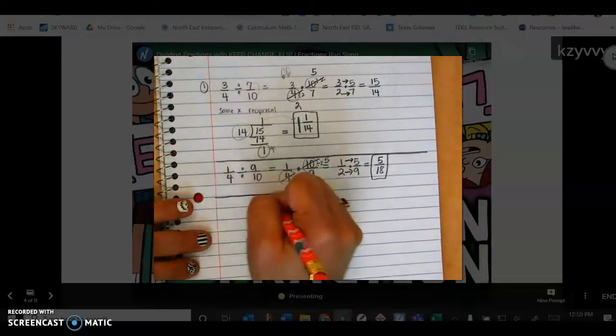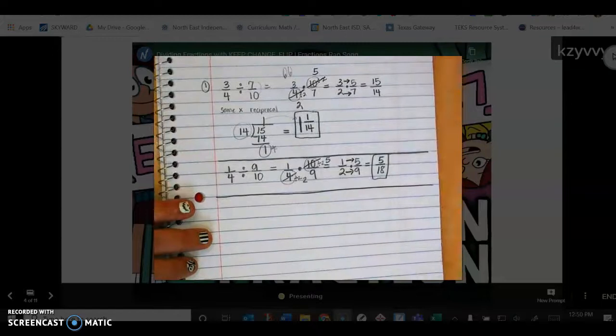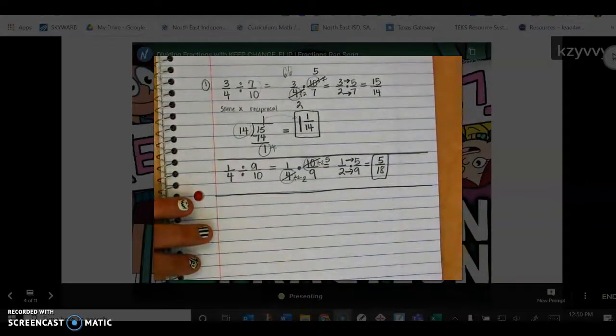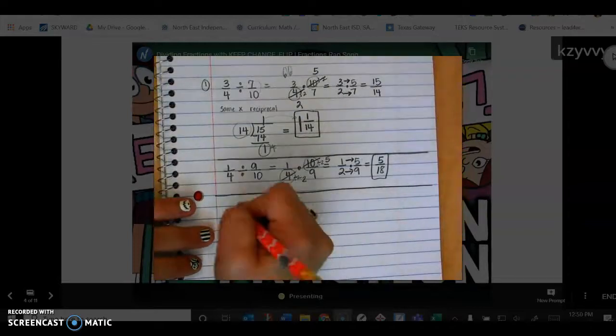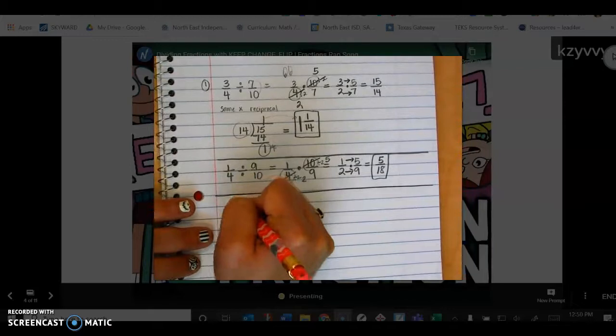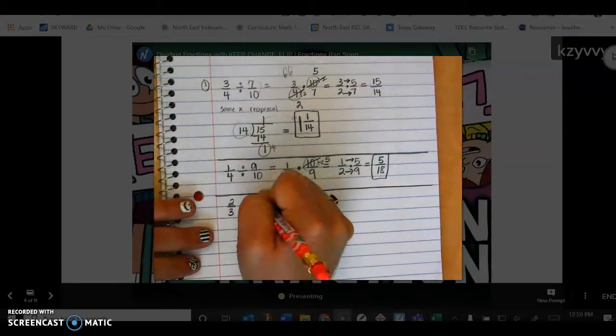Okay, I'm going to draw another line. I'm going to go into my Pear Deck and take another problem off of my screen and write it down. This problem happens to say 2/3 divided by 4, the whole number 4.